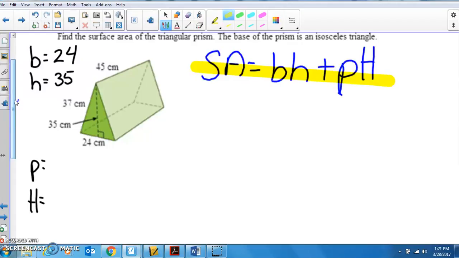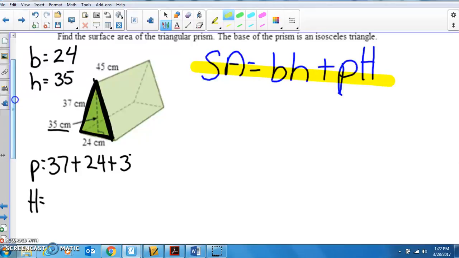Okay? Now for the P, the perimeter. The perimeter represents the three sides. Now, be careful with this. That 35 right here is pointing to that middle dotted line. That does not represent part of the perimeter. So this left side right here is 37. This bottom side here is 24. So what's missing is this right side. And this is an isosceles triangle, so that means this side right here on the right and this side right here on the left are the same. So that would have to be 37 as well. And then our height is what connects the two triangular sides. So that height right here would be 45.